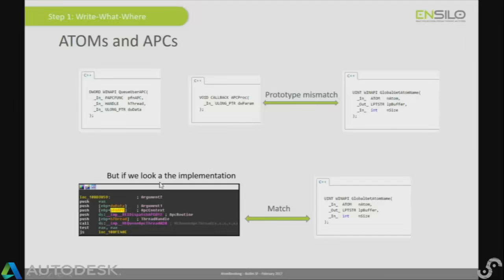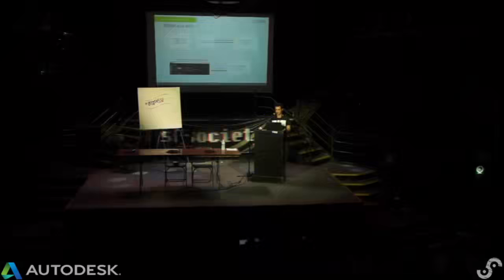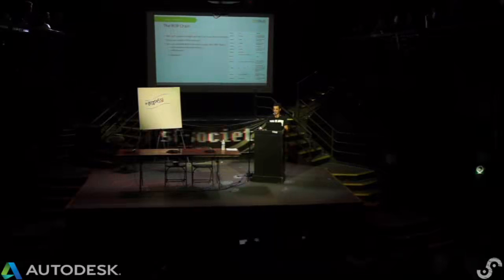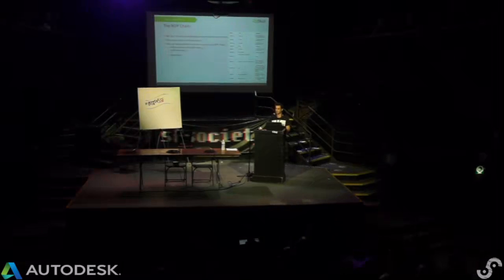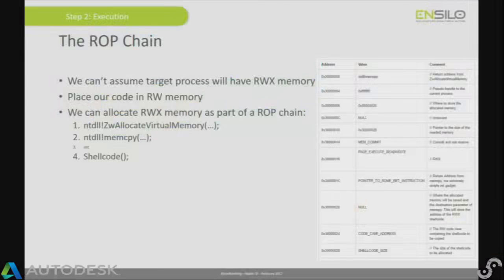So once we have our write what where, we'd like to be able to write some code into the address space of the target process and then execute it. Now, for code to execute, it needs to be executable. And we can't assume to find read, write, execute memory within the target process. It's just not going to happen.